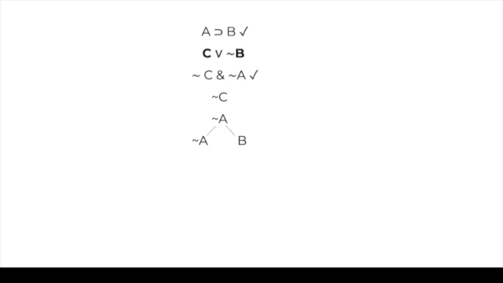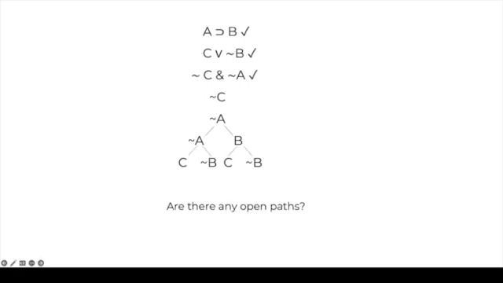Now, the only one that we have left is C or not B. Remember that when we have more than one branch open, then when we break down and develop a sentence, we have to do it on each of the open branches. So we're going to check C or not B, and we're going to branch out both in the left path and in the right path. So on the left path, we have C, and then not B, and then we have C, and we have not B.